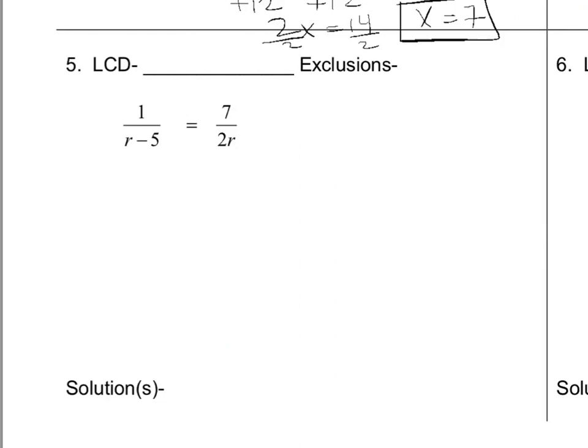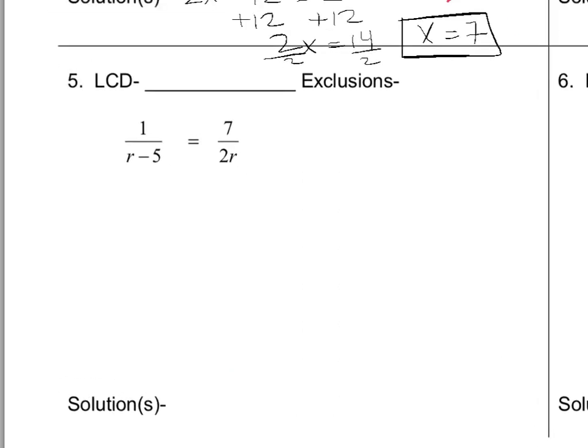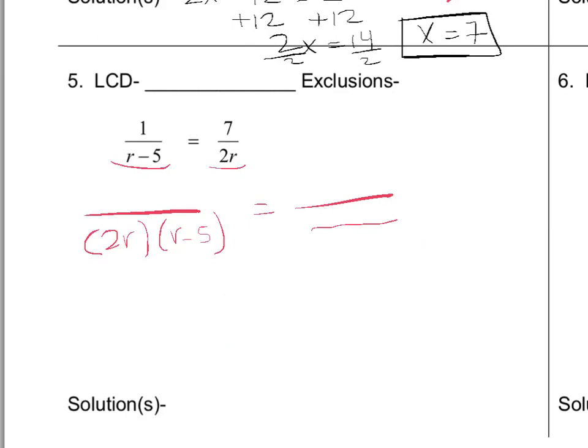Now let's move on to number 5. As you can see, this is different from this, so a common denominator would be 2r times r minus 5. And again, the same thing over here. I want you to try 5 on your own.